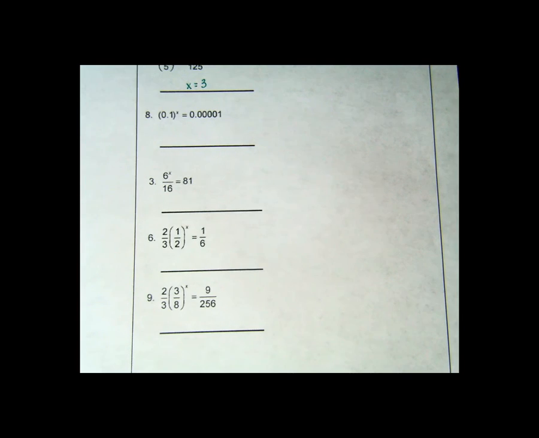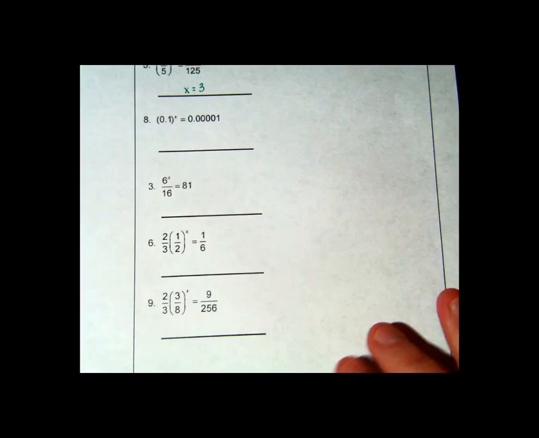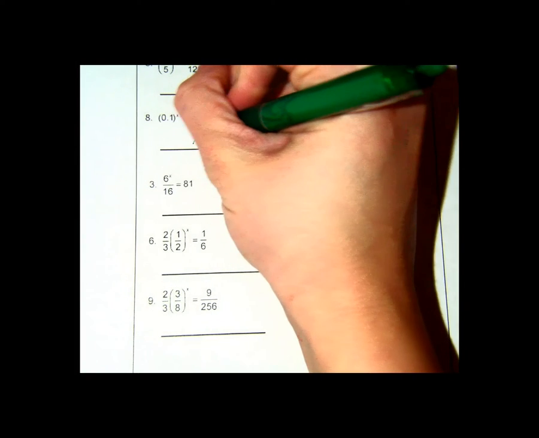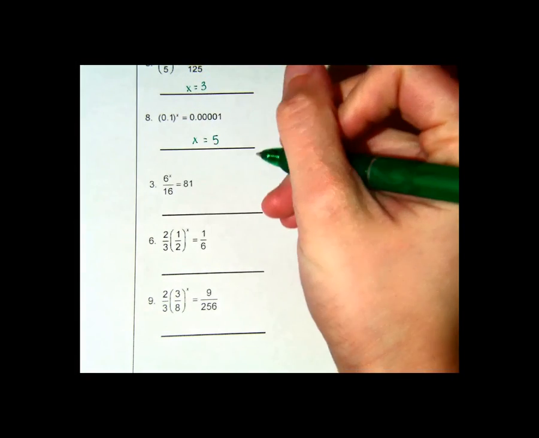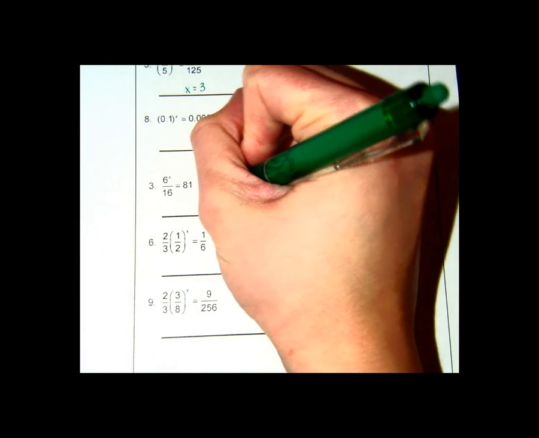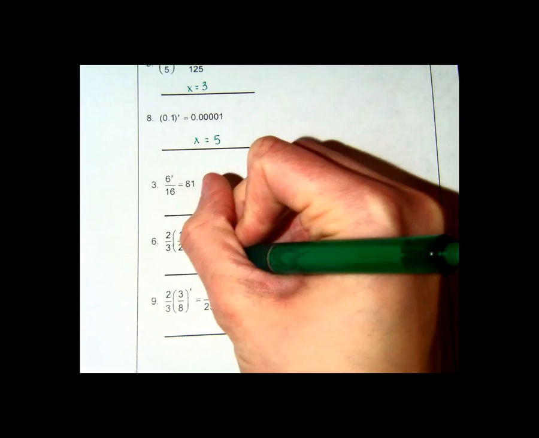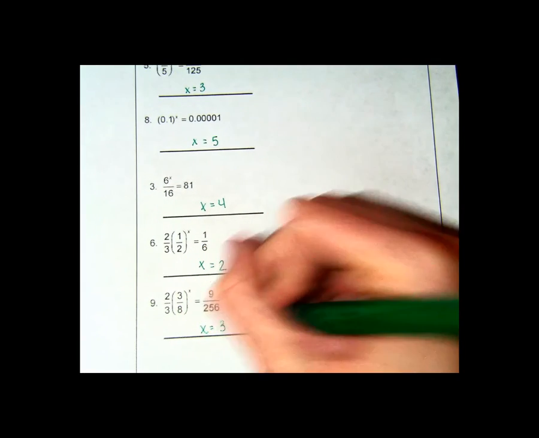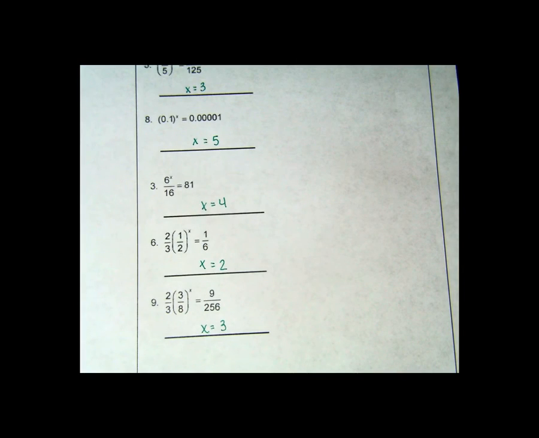Alright, now that you've had time to work them out, or should have, if you don't have, you're not done, pause the video, keep trying them. Number 8 is x equals 5. Number 3, x equals 4. Number 6, x equals 2. Number 9, x equals 3. Make sure you got those right. If you did not, make sure you typed them back in correctly. If not, ask me a question.